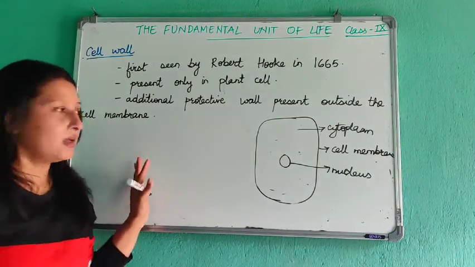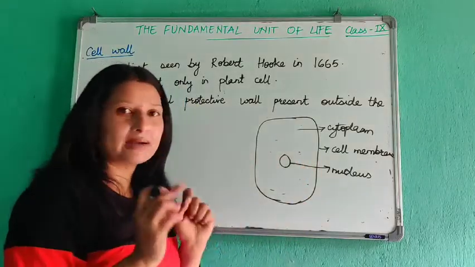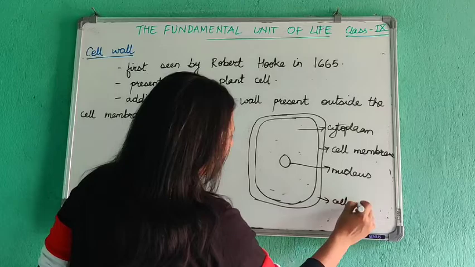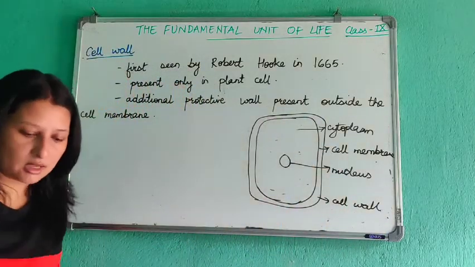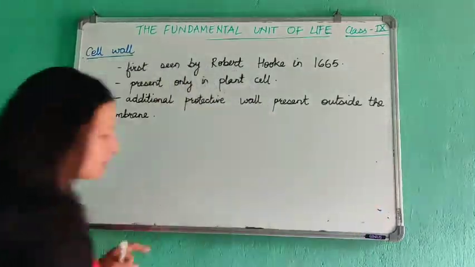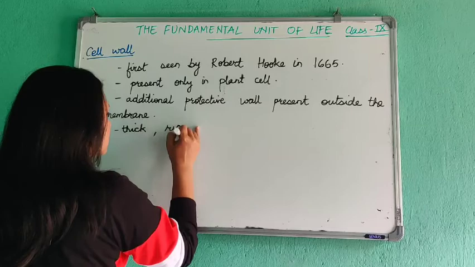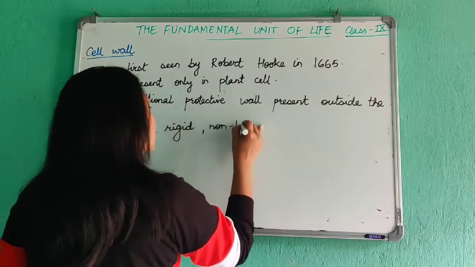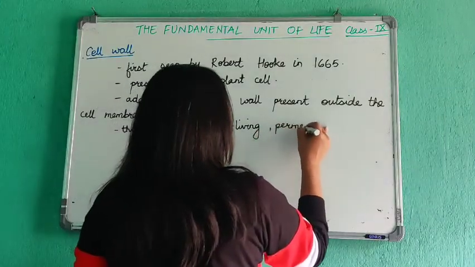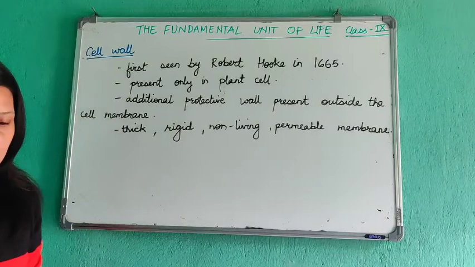अब प्लान्ट सेलमा चाहिँ के हुन्छ, इन एडिसन टु दिस सेल मेम्ब्रेन, यो आउटरमोस्ट लेयर सेल मेम्ब्रेन हो, तर प्लान्ट सेलमा यो बाहिर पनि अझै एउटा लेयर हुन्छ, त्यसलाई हामी भन्छौं सेल वॉल. Okay, so it is present outside the cell membrane. It is thick and it is rigid, non-living. Cell membrane चाहिँ living हो, cell wall चाहिँ non-living permeable membrane.